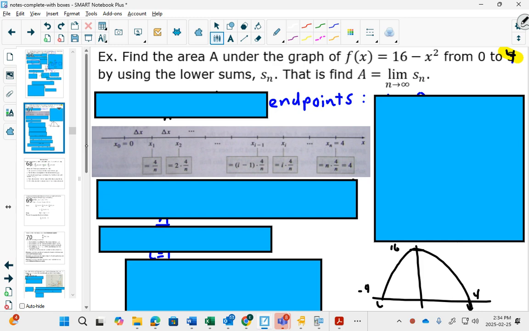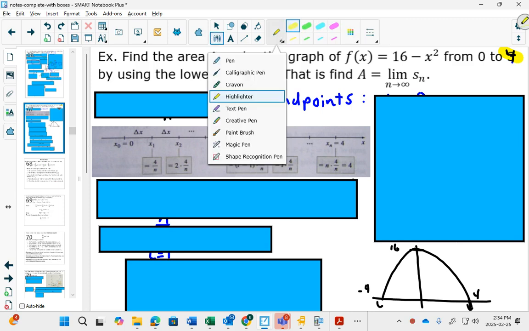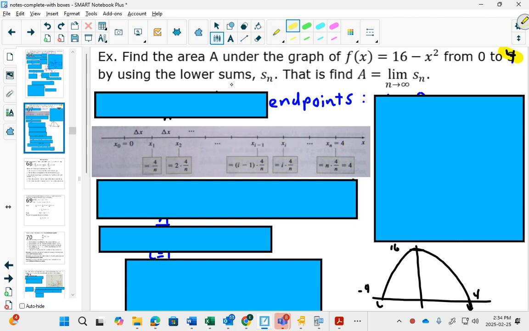What are we trying to find? We are trying to find this area. I love using crayons for area. Feel like orange today. This is the area we're trying to find.